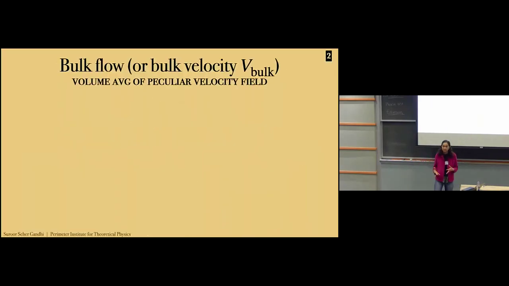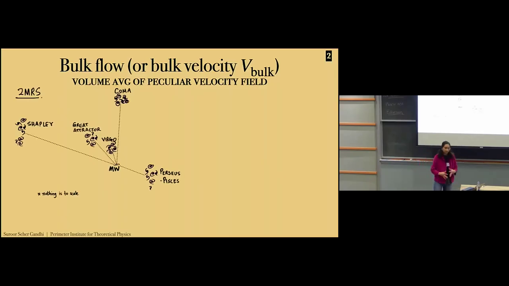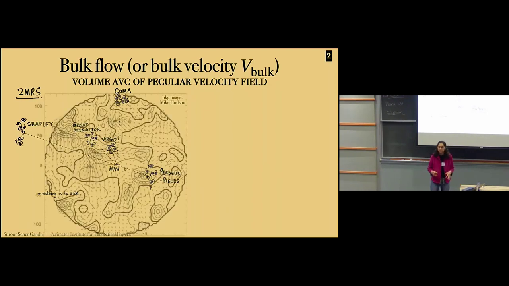Bulk flow is the average of peculiar velocities in a given volume. To begin, I want to build a rough picture of what this average bulk velocity looks like as a function of the size of the volume that we average over. So here's a very rough rendition of the largest structures in our galactic neighborhood, based on the 2MASS redshift survey. And of course, there's a lot more matter that I haven't drawn in my cartoon, which really generates a ubiquitous peculiar velocity field all around us.